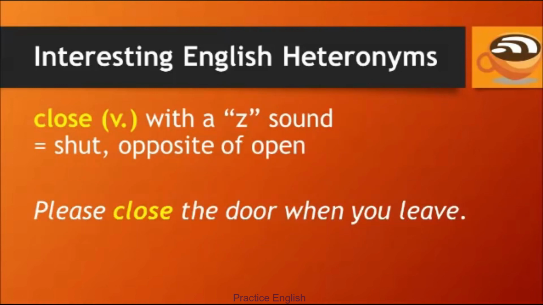The word close with a Z sound is a verb. This means to shut, the opposite of open. For example, please close the door when you leave. Both close and close are spelled C-L-O-S-E. They have the same spelling but different pronunciations and different meanings, so they are heteronyms.